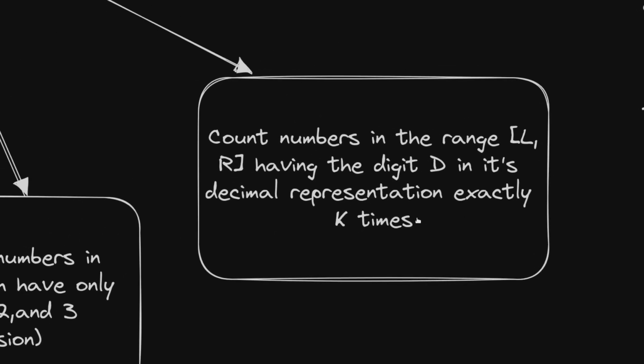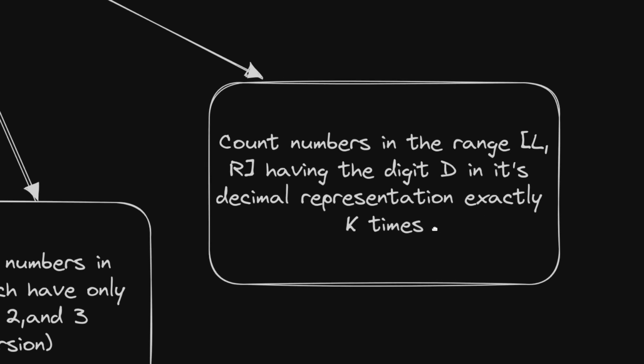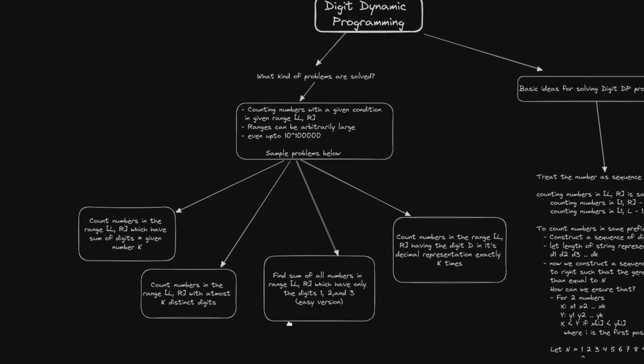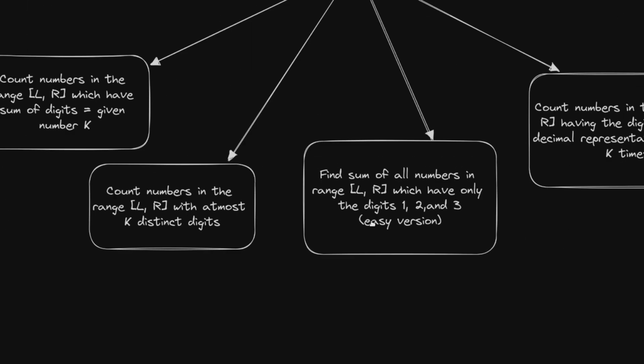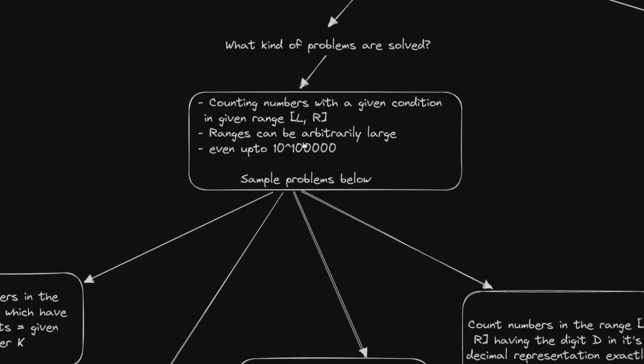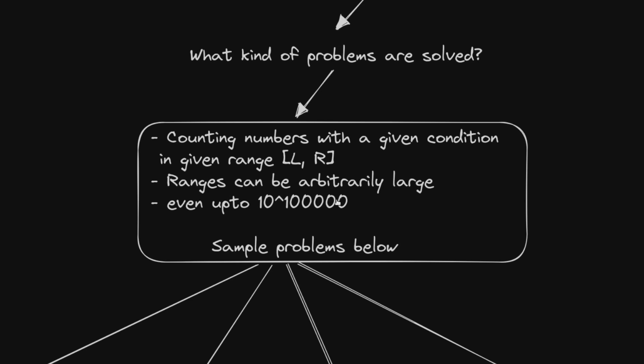The next example asks that the digit d appears in that number exactly k times. There can be many different variations of this problem, so I've just taken these for general use cases. So this should give a clear idea what kind of problems digit DP is going to solve.